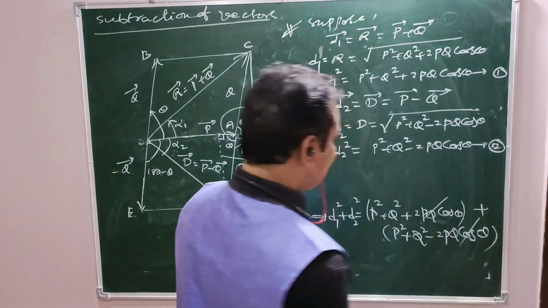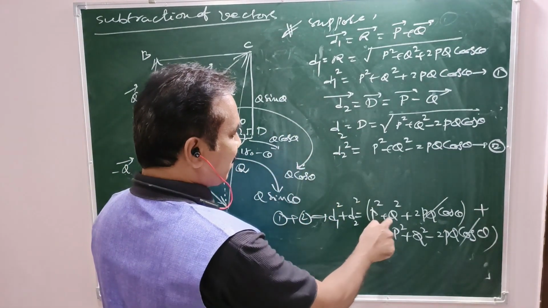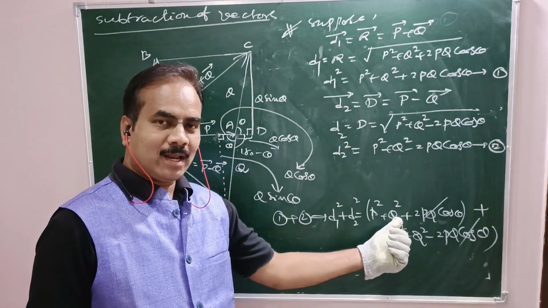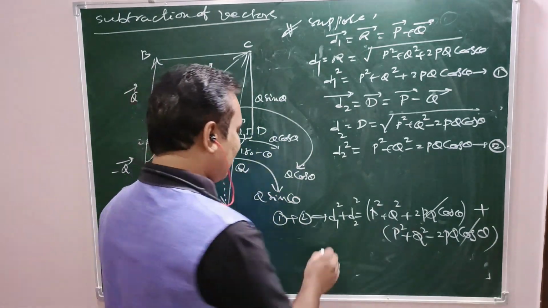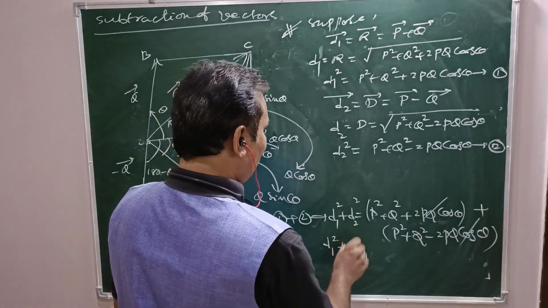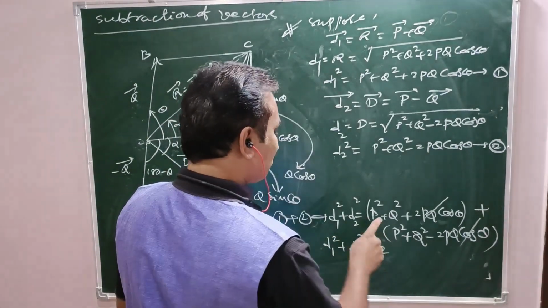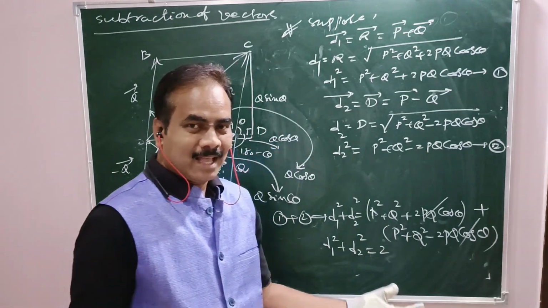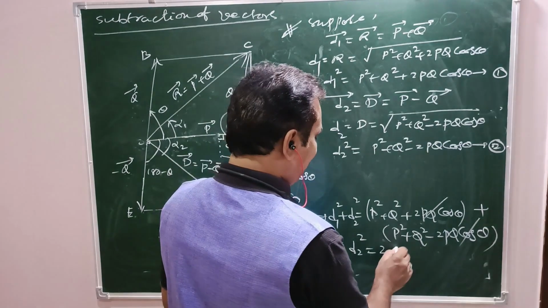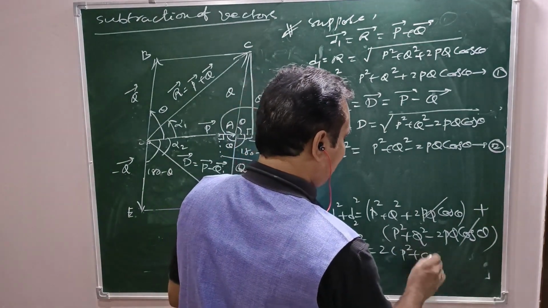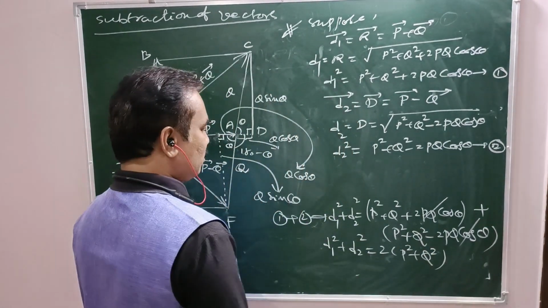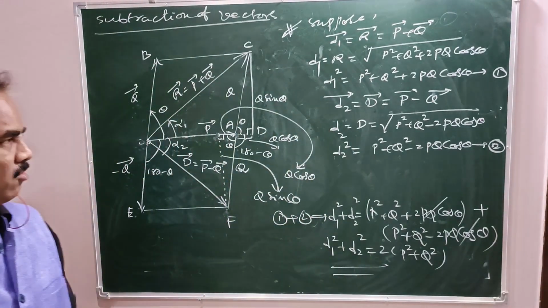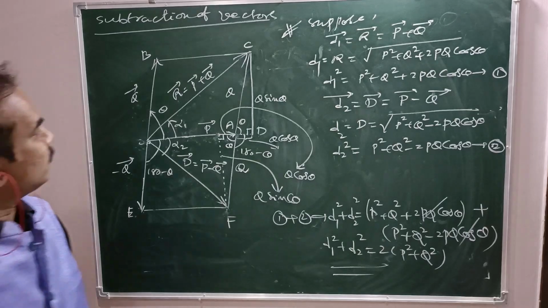Both cancel with each other. We are left with P square plus Q square plus P square plus Q square. So P square plus Q square is repeated twice, that is D1 square plus D2 square is equal to 2 into P square plus Q square. Okay, so D1 square plus D2 square equal to 2 into P square plus Q square.